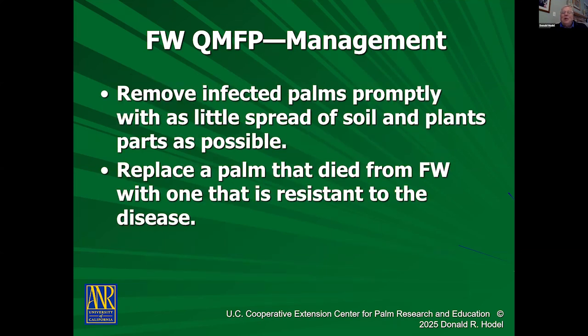Remove infected palms promptly with as little spread of soil and plant parts as possible, and replace a palm that died from Fusarium wilt with one that is resistant to the disease. So far we know about 4 or 5 species that are susceptible, but who knows if king palm is susceptible? Maybe the disease hasn't been here long enough for it to attack other species. So the species susceptibility list may grow with this new Fusarium.